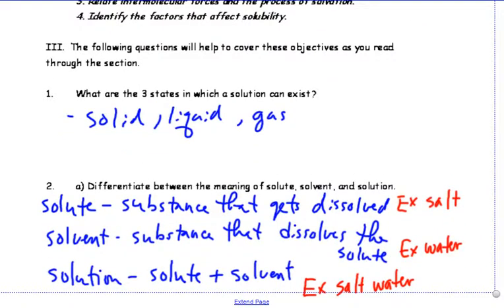So if we look at the difference between solute, solvent, and solution: solute is the substance that you're dissolving, for example, salt. The solvent is the substance that is doing the dissolving, most of the time it's going to be water. And solution is that combination of solute and solvent. So for example, here we would have salt water as our solution if we dissolve salt in water.